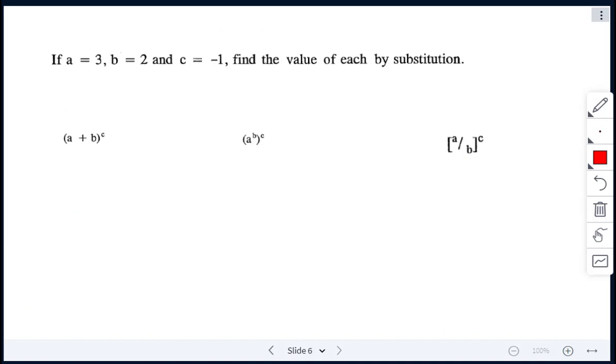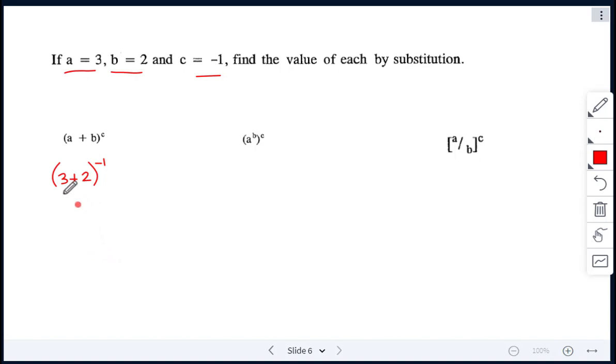All right, for these next type of questions, we have to do substitution first before we can proceed with BEDMAS. So here we're told A is equal to 3, B is equal to 2, and C is equal to -1. So we would substitute those values in first and then proceed with order of operations. So first one, A is 3 plus B, or B is 2, and it's all to the power of C, or C is -1.